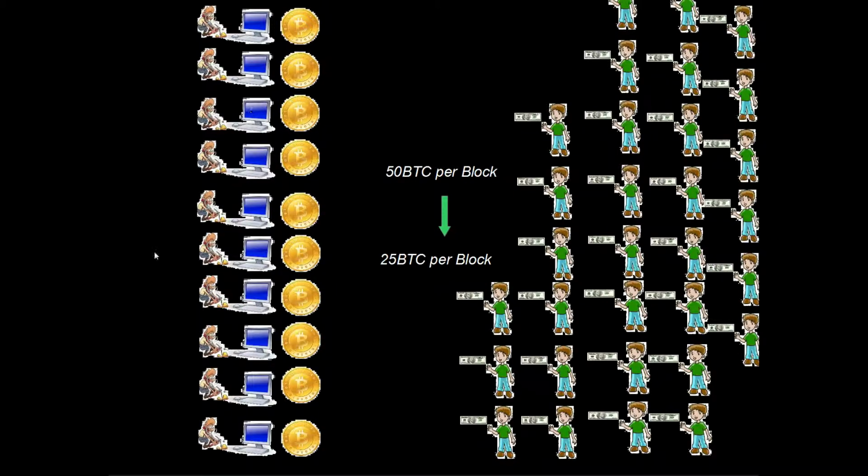So all these miners right here are now producing half of what they were before at the same rate of time. So the demand goes up even higher. So, less coins at a higher difficulty equals a higher value. It's fairly simple.